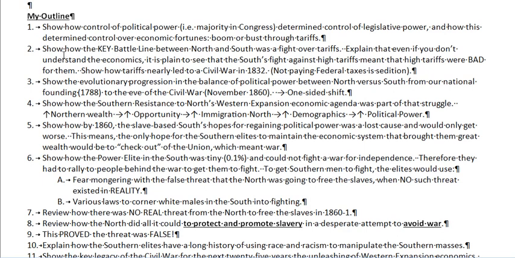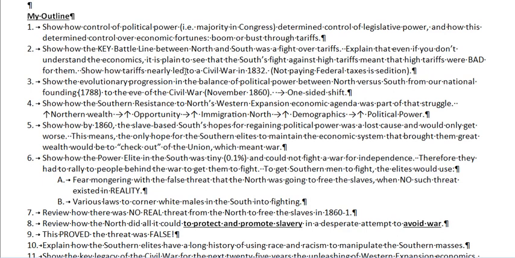That's where it starts. Show how the key battle line between North and South was a fight over tariffs. Explain that even if you don't understand the economics, it is plain to see that the South's fight against high tariffs meant that high tariffs were bad for them, right? It's not like, right, we got to fight these high tariffs. Why? Because they're too good for us. We can't have things too good for us. We want things bad for us. Of course they're fighting because it's bad for them, right?